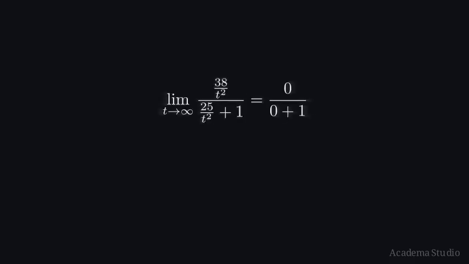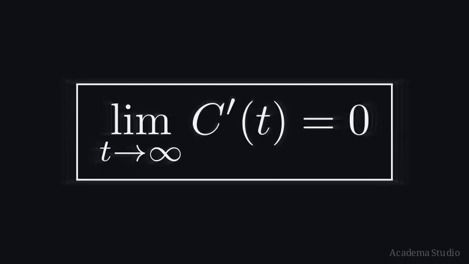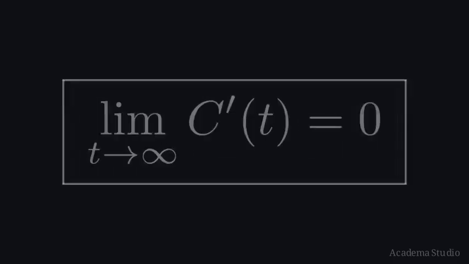The limit as t approaches infinity of (38 over t squared) over (25 over t squared plus 1) equals 0 over 0 plus 1. So this simplifies to 0 over 1, which equals 0. This framed result is the final answer for the question.